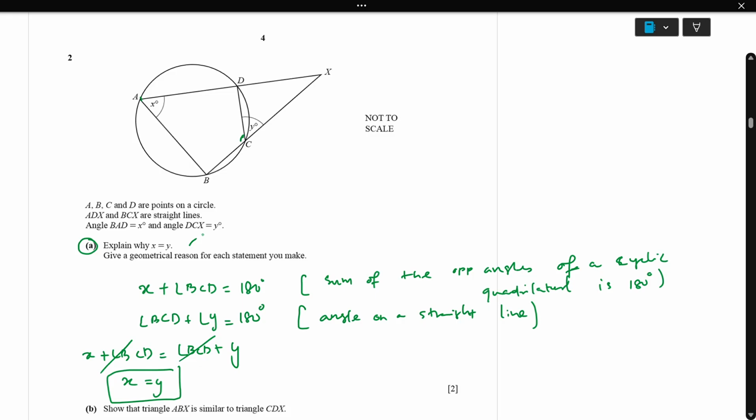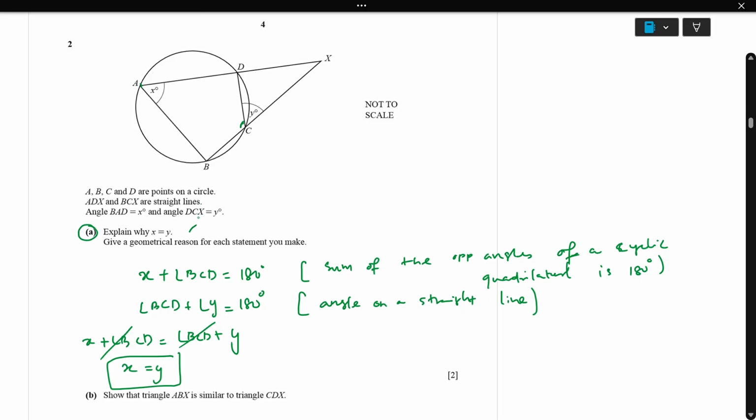Triangle ABX, which is the bigger triangle, and the smaller triangle. Here, in similarity, we need to prove that at least all sides are in equal ratio, or all the angles are equal, or at least two angles are equal, then we can say these two triangles are similar.